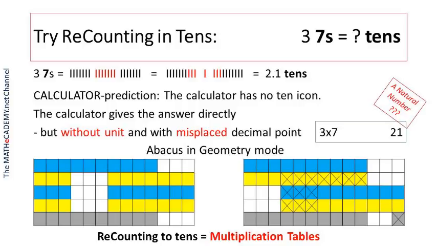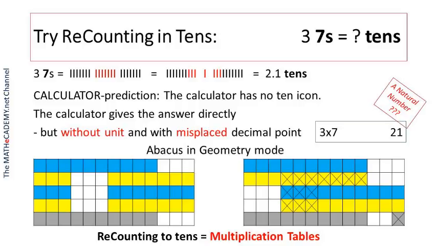Asking 3 sevens is how many 10s means recounting in 10s, which can be done in 3 different ways. Using sticks, we can debundle and rebundle the 3 sevens to get 2.1 10s. An abacus in geometry mode gives the same result. A calculator has no 10 icon.